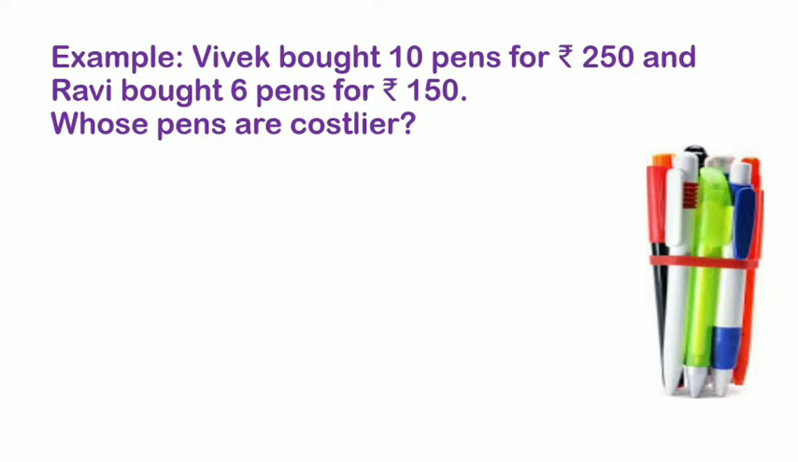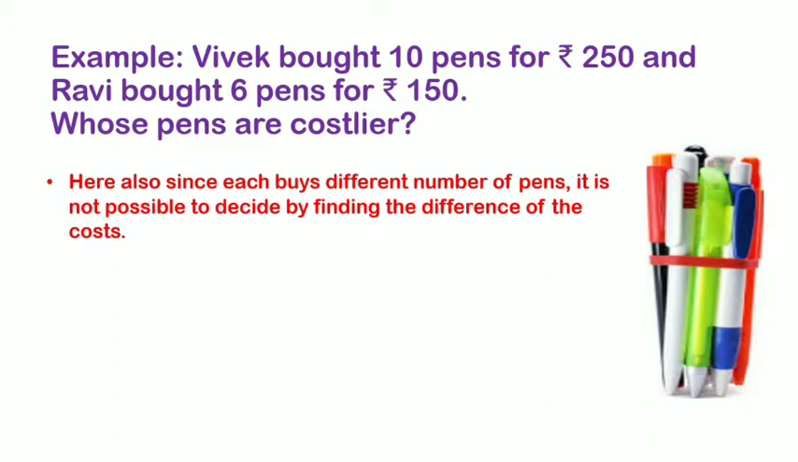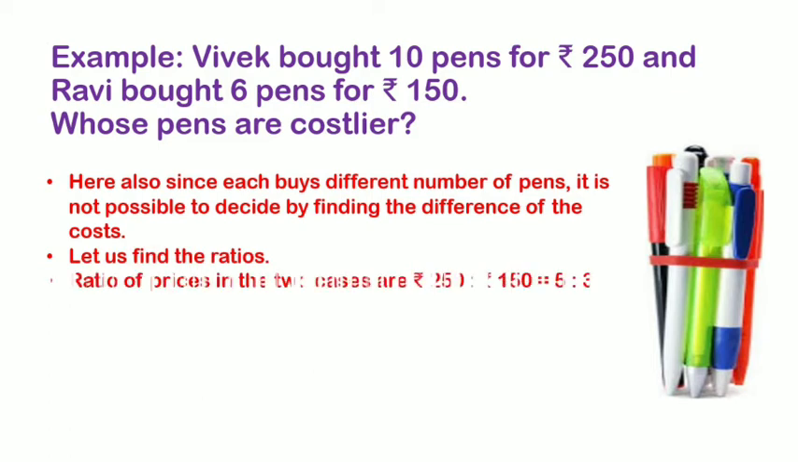Vivek bought 10 pens for rupees 250 and Ravi bought 6 pens for rupees 150. Whose pens are costlier? Here also, since each buys a different number of pens, it is not possible to decide by finding the difference of the cost. Let's find the ratios.